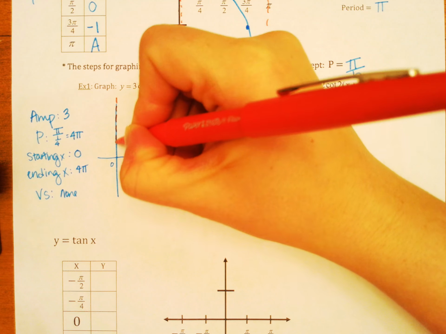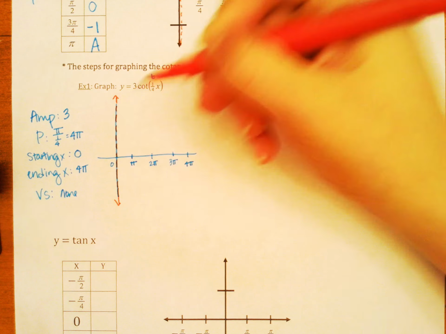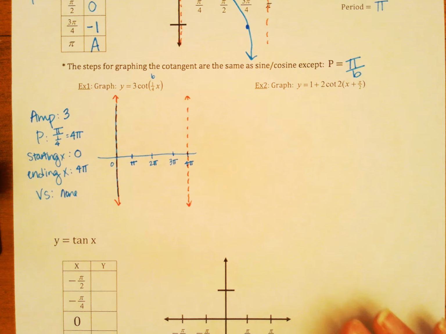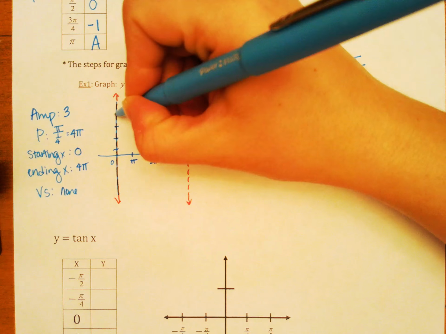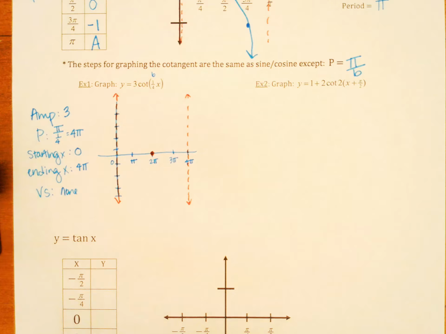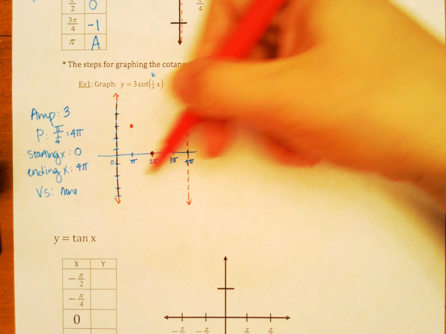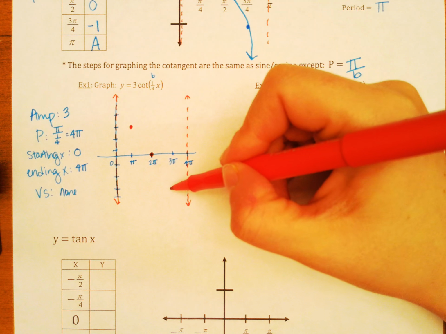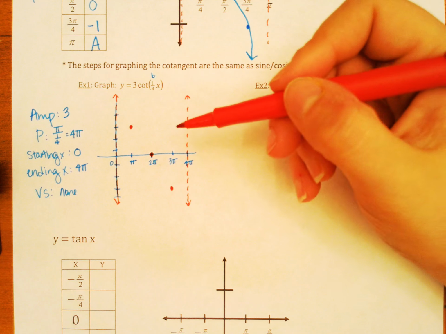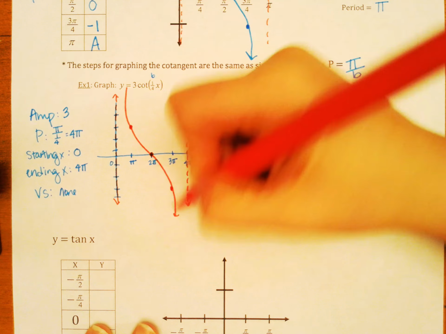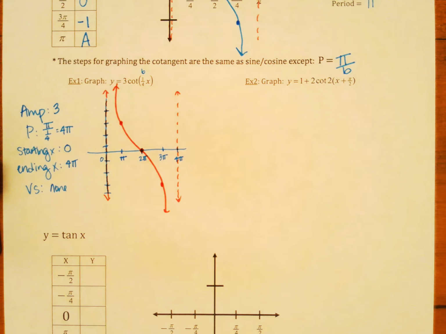Graphing again is the same, the only difference is that we have these asymptotes at 0 and 4 pi, which is our first and our fifth critical value. We always have a 0 right in the middle, our third critical value for cotangent. And then we would go up and down our amplitude. At our first critical value for cotangent, we're going up our amplitude, up to the left, and then down to the right. So it looks something like that, for cotangent.